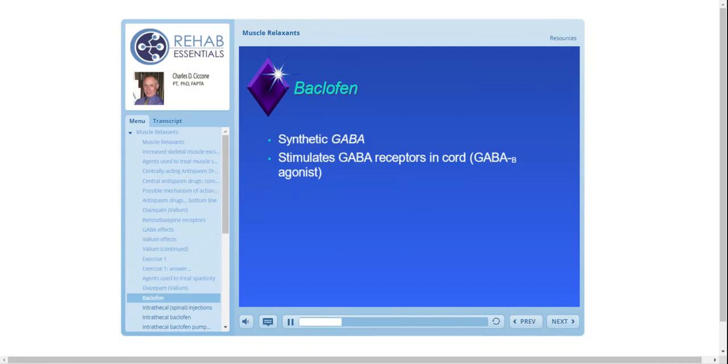And its job is to stimulate the GABA receptors in the central nervous system, preferably in the spinal cord. So as I mentioned, there are GABA-A receptors. They tend to predominate in the brain. GABA-B tends to predominate more in the cord. And there's a lot of overlap. It's not like you just have GABA-B type receptors in the cord. But if we've got more of a tendency to stimulate those receptors, we may get more of a spinal cord related effect, which is good.